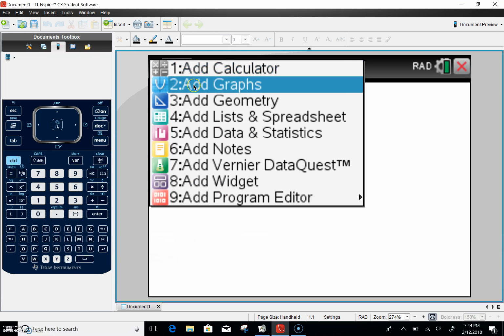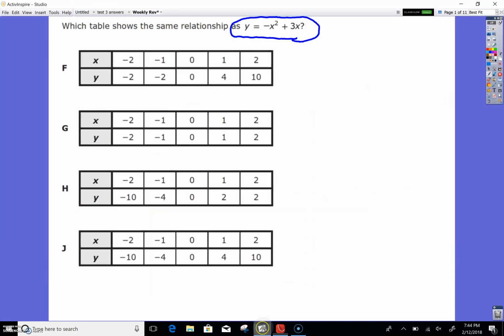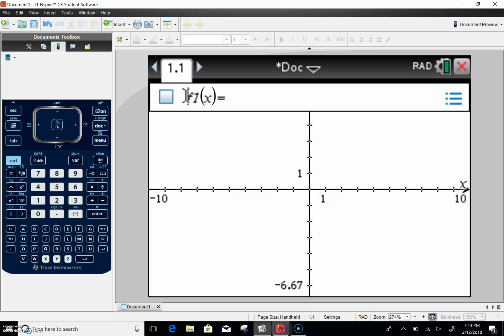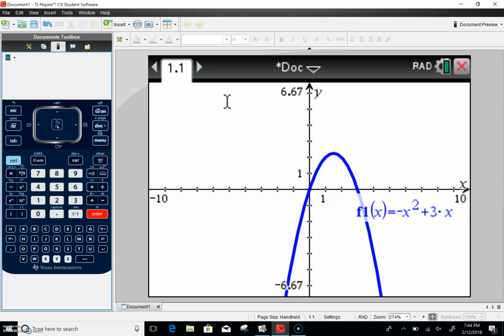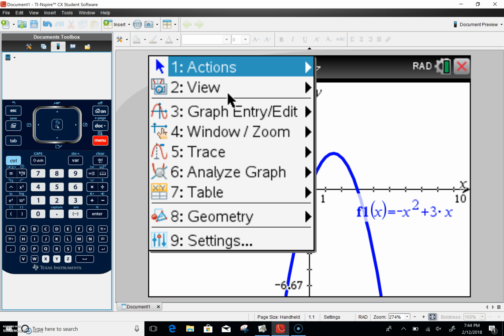I'm going to add a graph. So I'm going to type in negative x squared plus 3x. Negative, delete in front here. Negative x squared plus 3x. Alright, it gives me a little quadratic function here. So all I really need to do is check the tables. The best way to check it is just to use graph trace.